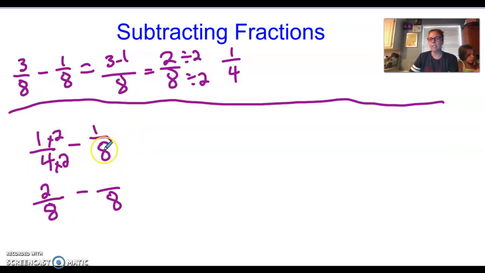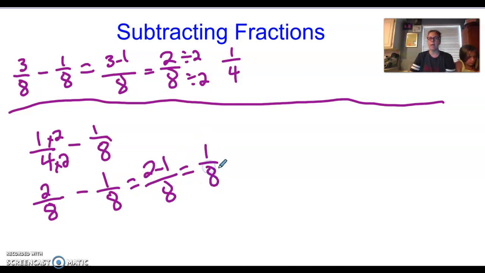Since this one already has a denominator of 8, then you just leave it how it is. It's 1/8. So now it's 2/8 minus 1/8. So 2 minus 1 over 8. So it would just be 1/8 would be your answer. Okay.